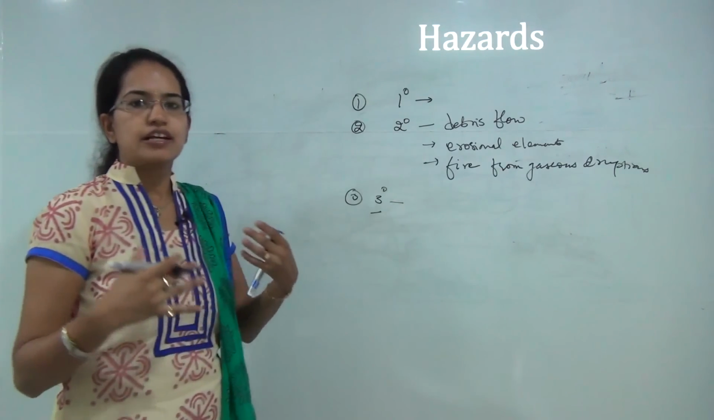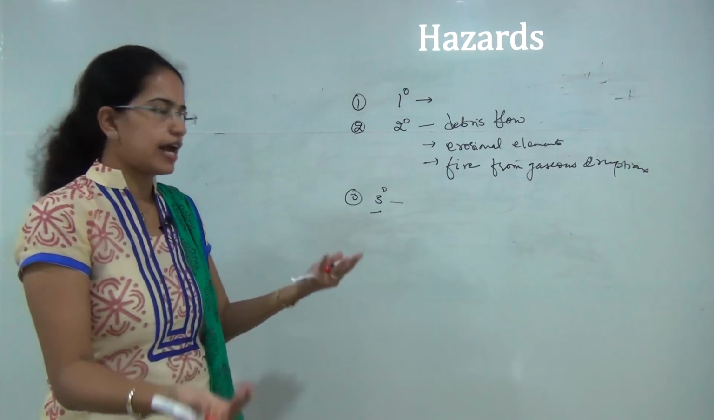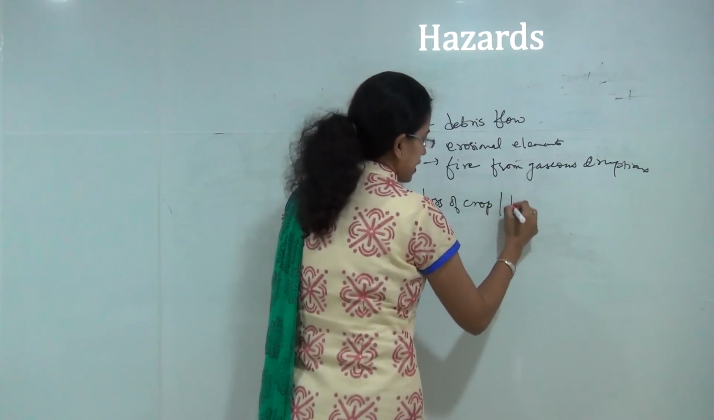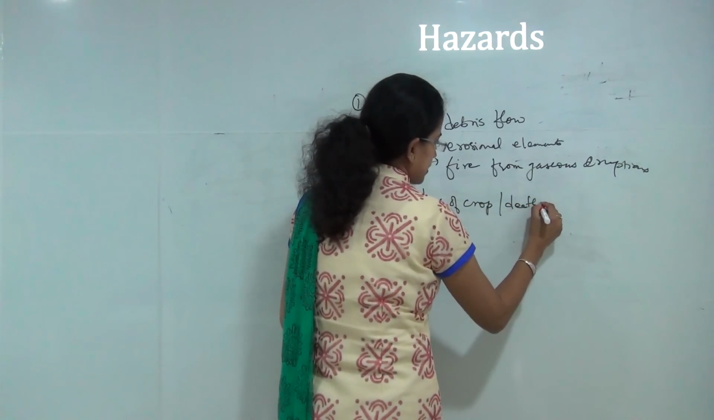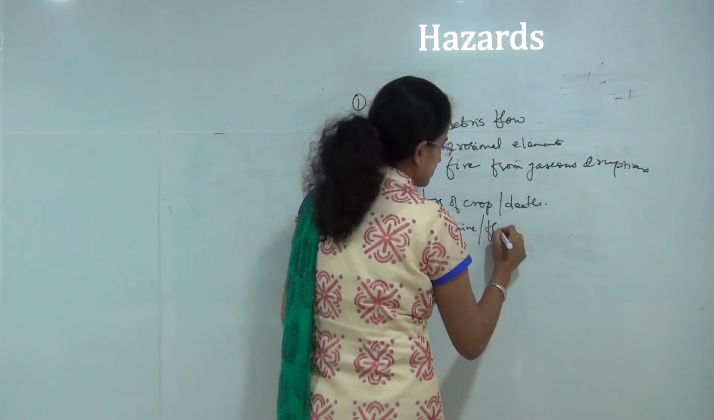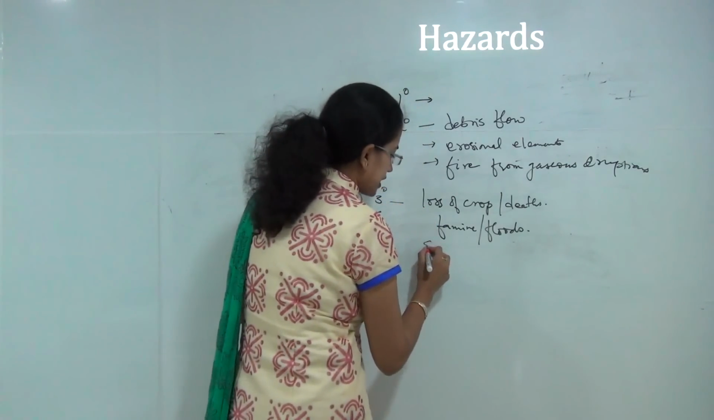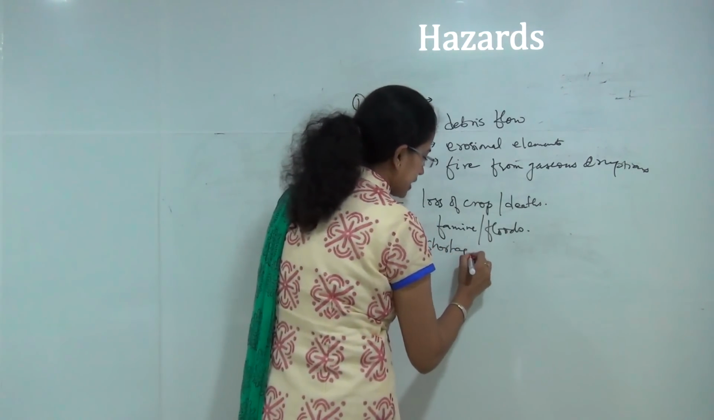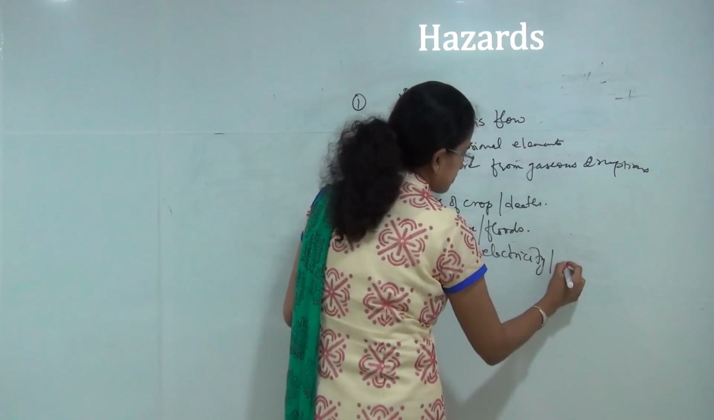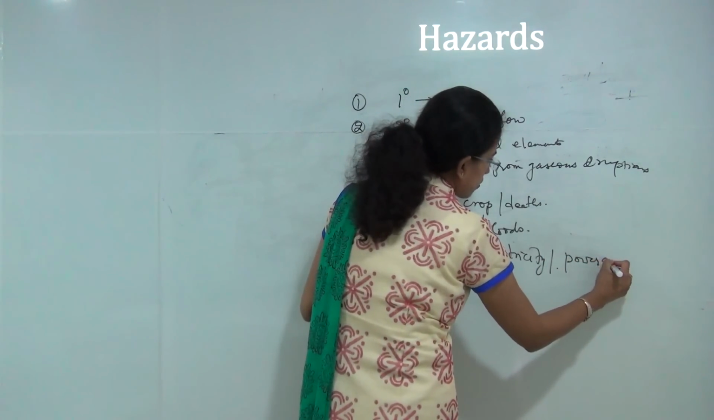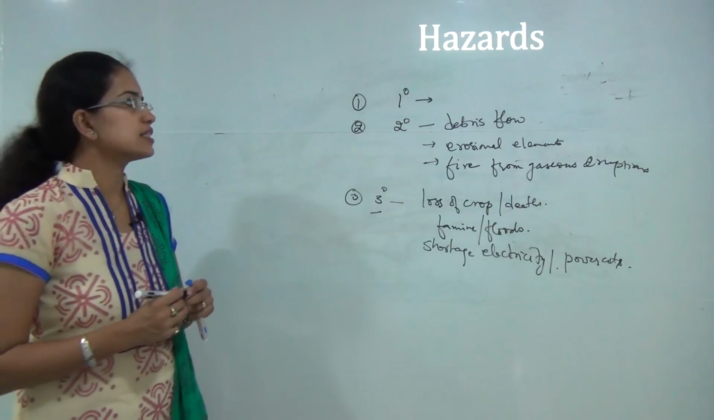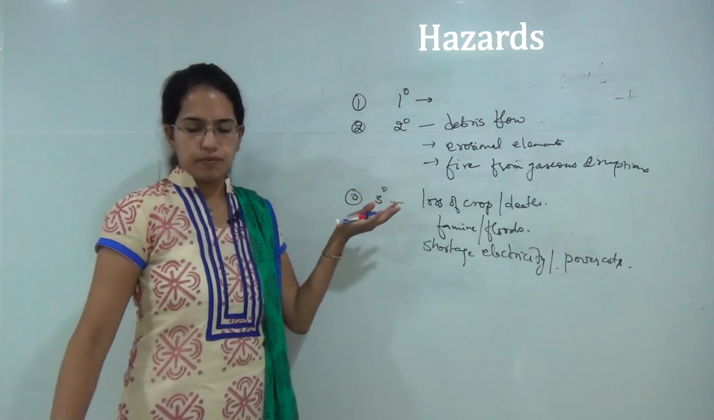Tertiary hazards that you can visualize on the land. So there can be loss of crop, loss of life or deaths, I could say. Then there could be famine and floods situation, shortage of electricity. All the power lines can break down, so there can be shortage of electricity in that region. There can be huge power cutoffs. So these are some of the tertiary impacts that you can visualize because of tsunamis.